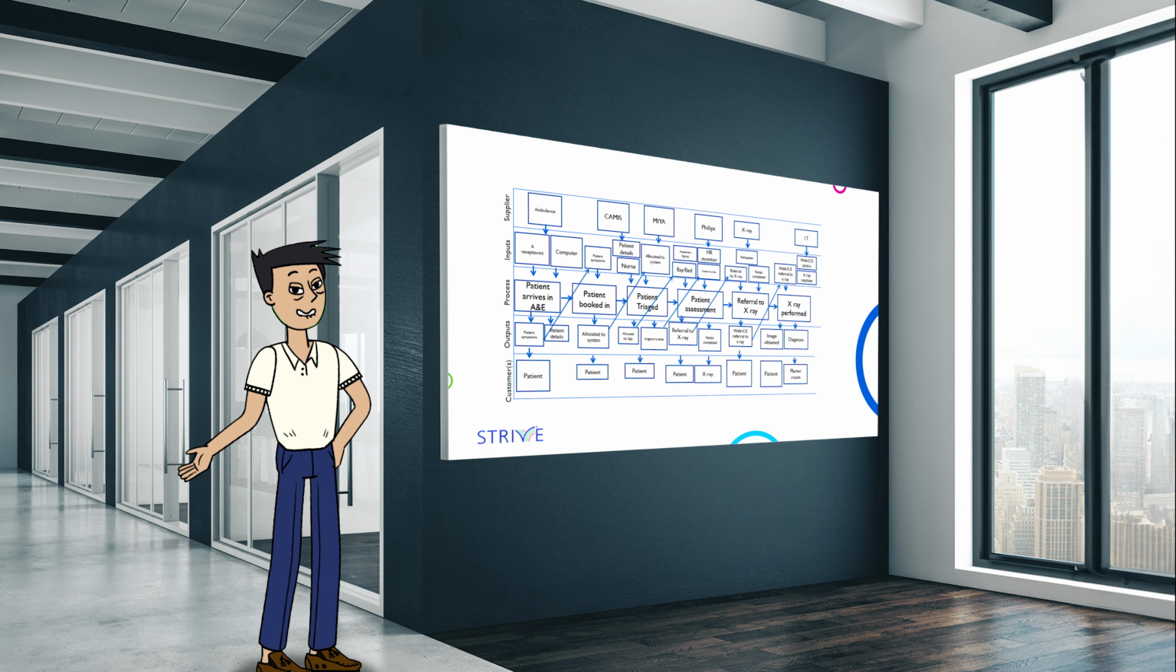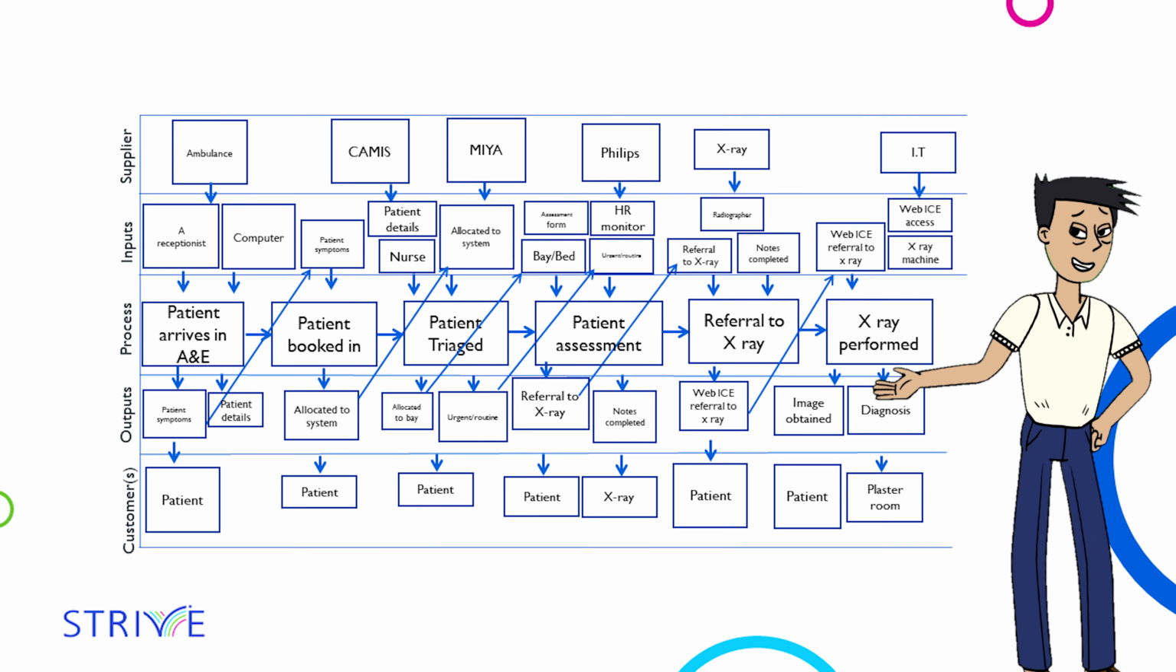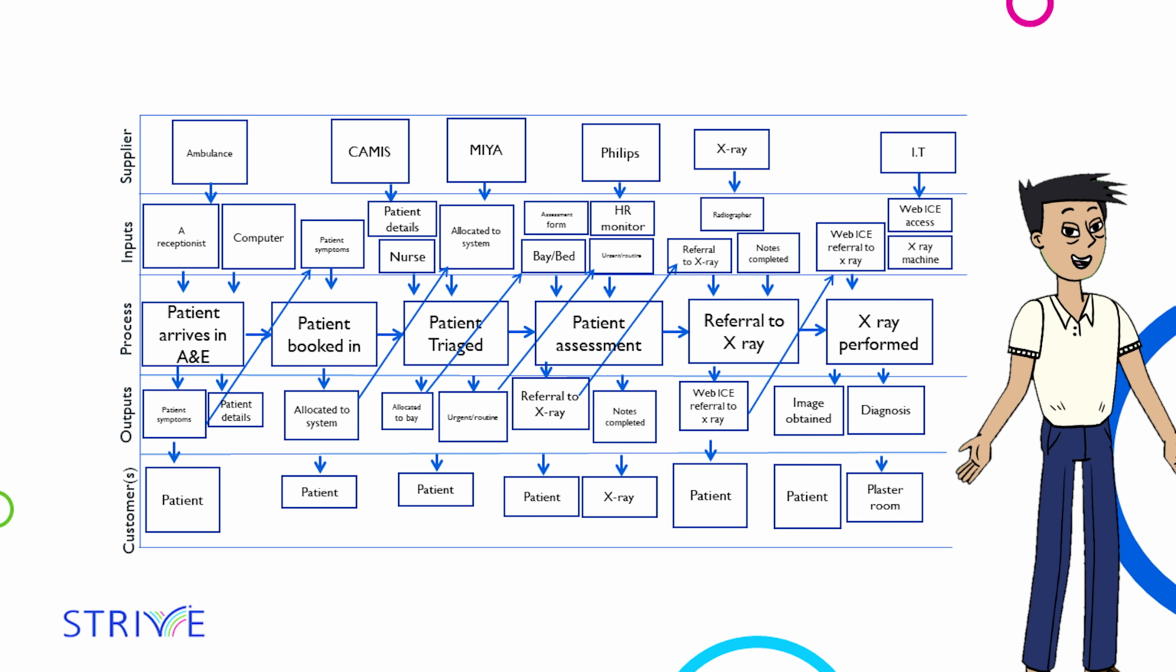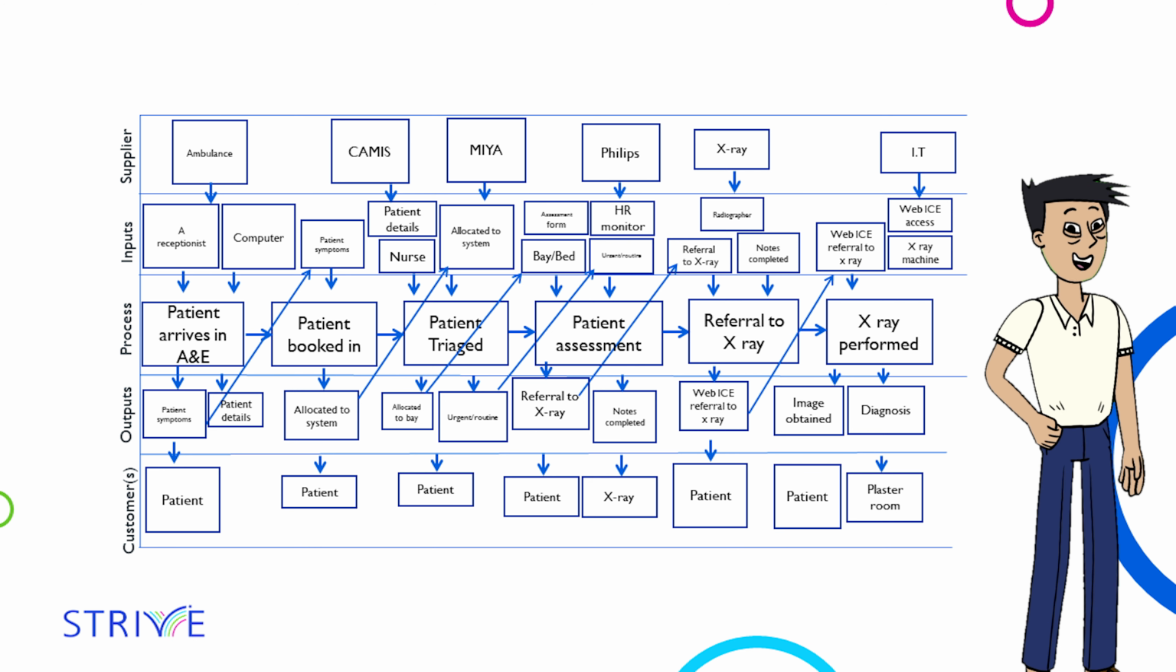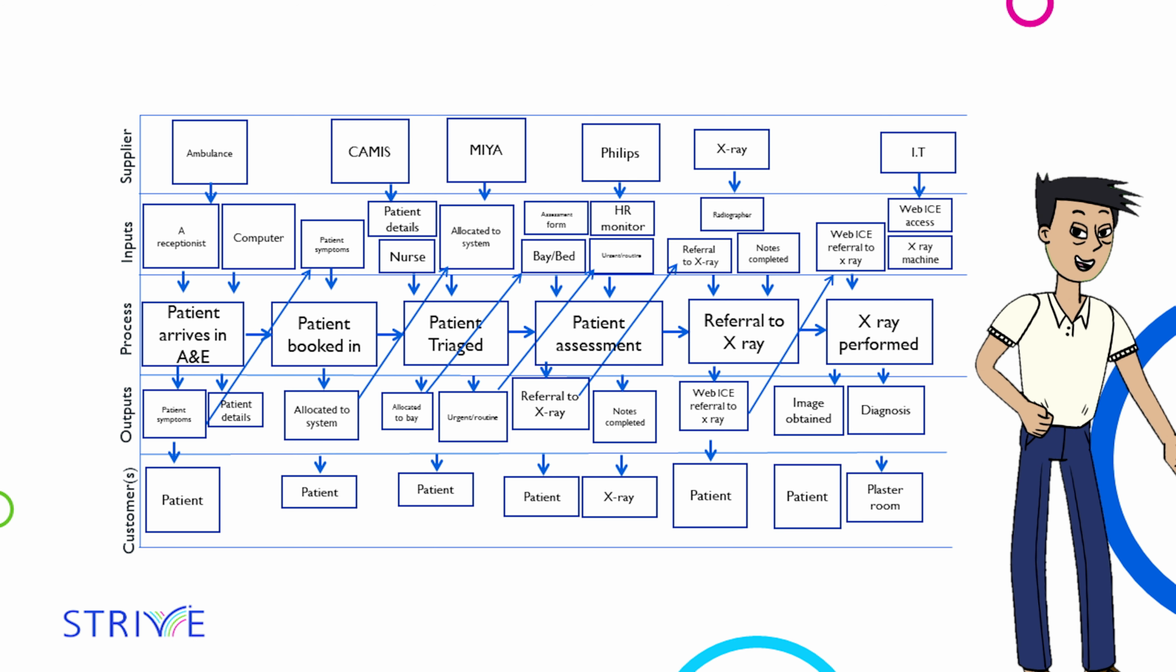So this slide provides you with an example of a very simple SIPOC map following the process of a patient entering A&E with a suspected fracture following a fall. As you can see, the process steps along the central talk about patient arrived in A&E, patient booked in, triage occurs, assessment happened, and so on. It's by no means a comprehensive map, as there's going to be plenty of other elements that come in, but what we wanted to do is give you a good visual idea of how this would look as it's being created.